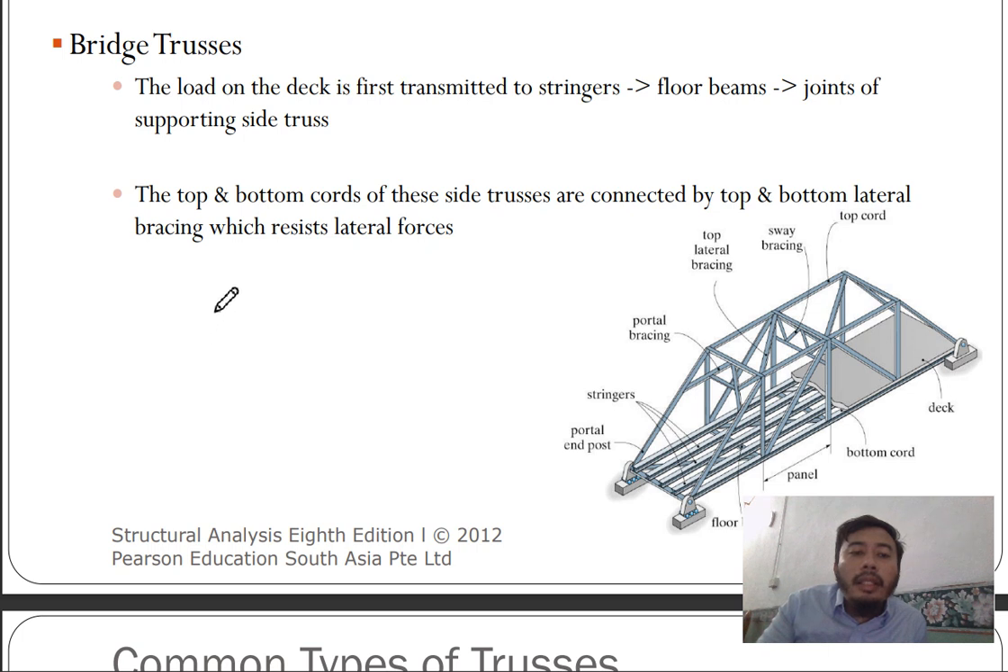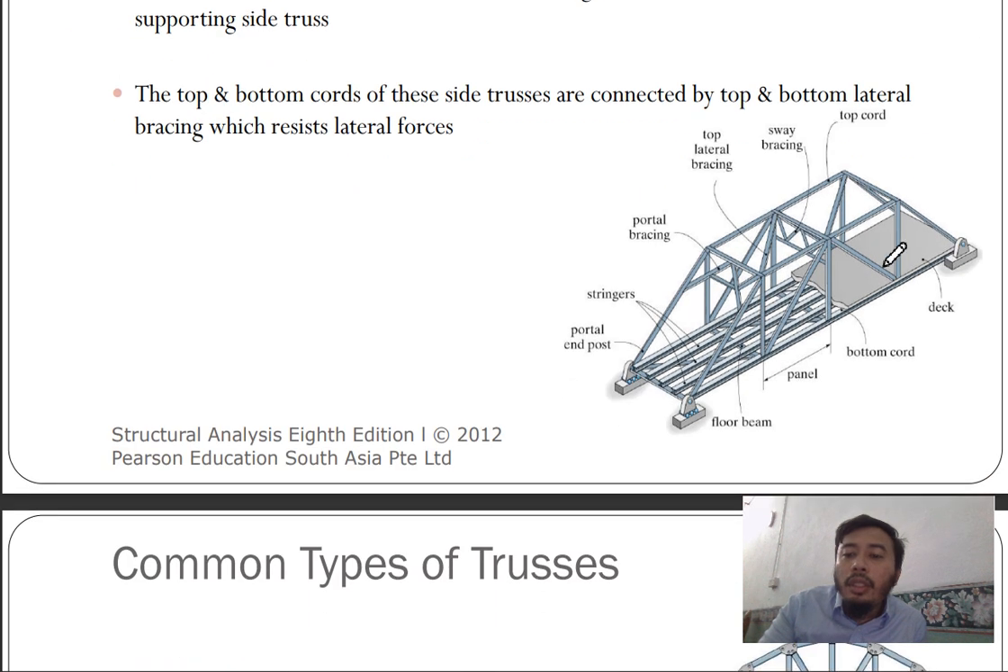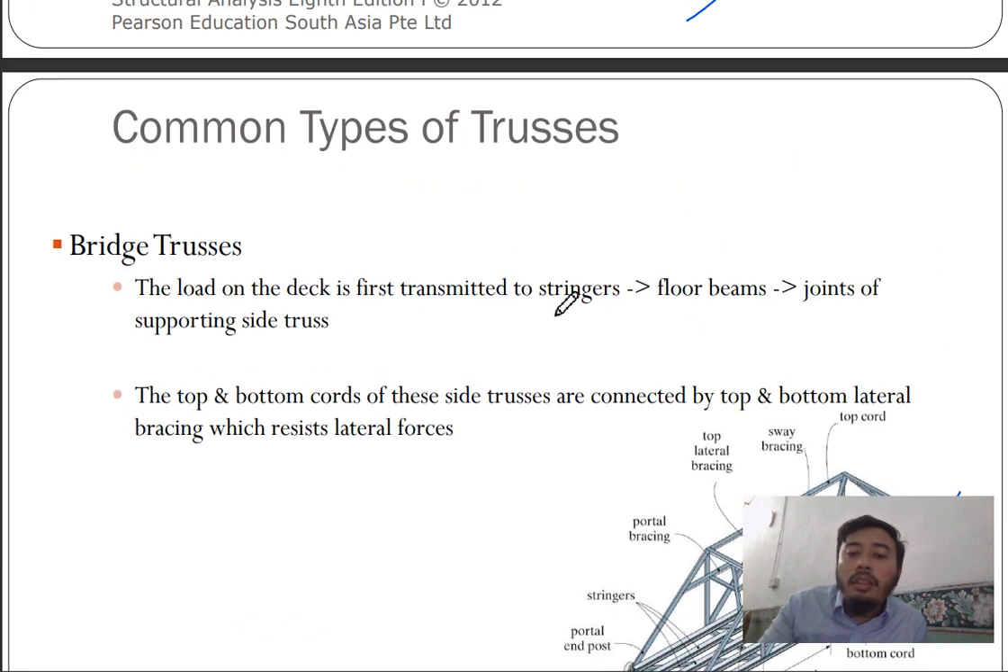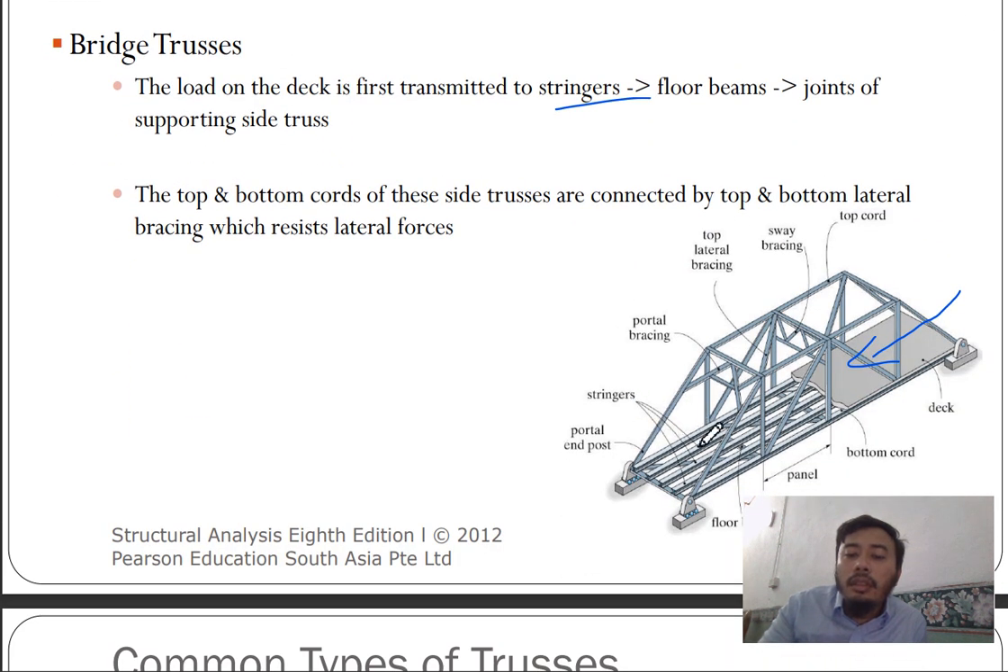Next is bridge trusses. The load on the deck. So when there's a bridge, you have a deck where the car or you cross by the river. So in a bridge truss you have a deck, so instead of roof cladding, you have a bridge deck. The bridge deck transfers the load from the car traffic towards the stringers here, like purlins, and then the stringers transfer the load to the floor beams.